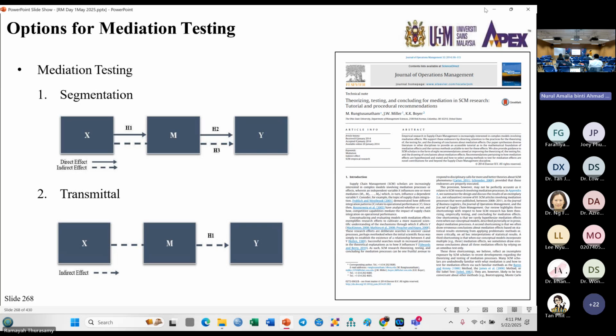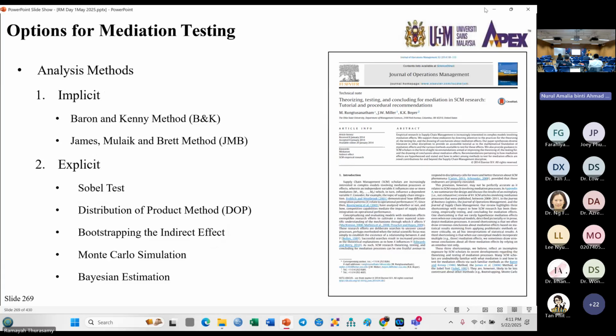This is a good paper for you to read. They also come up with the 7 methods of testing mediation. So in Malaysia, we have been using Baron and Kenny previously. Now we are doing bootstrapping. But there are another 5 more methods that you can explore. Okay? Especially this one, you don't have a software. You need to upload your data to the website and run from the website.